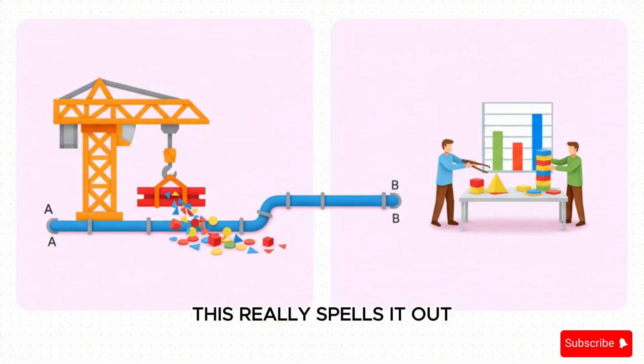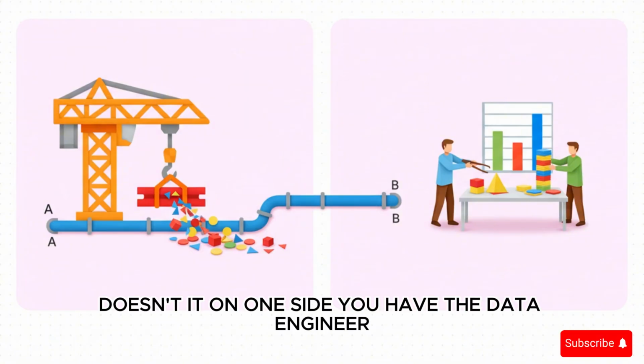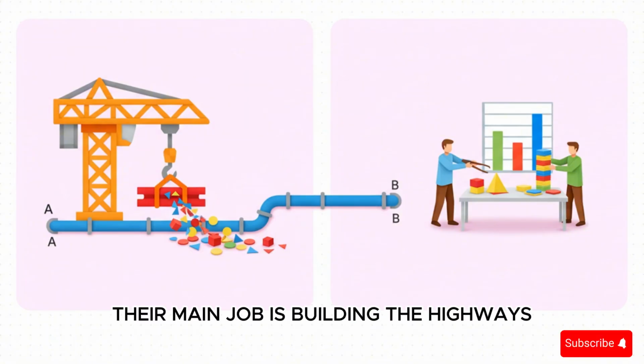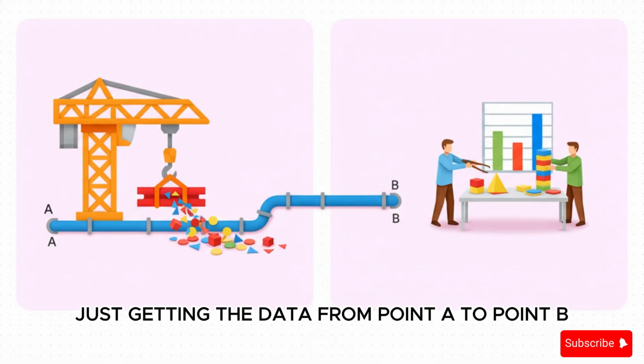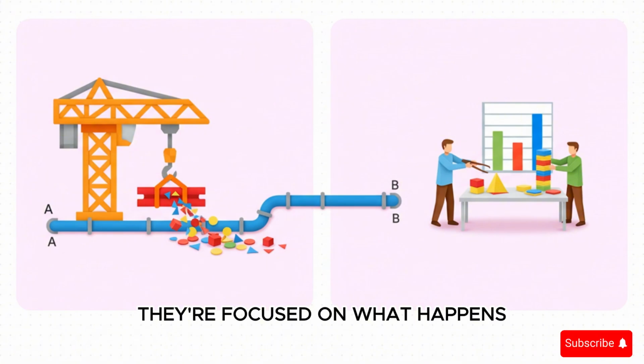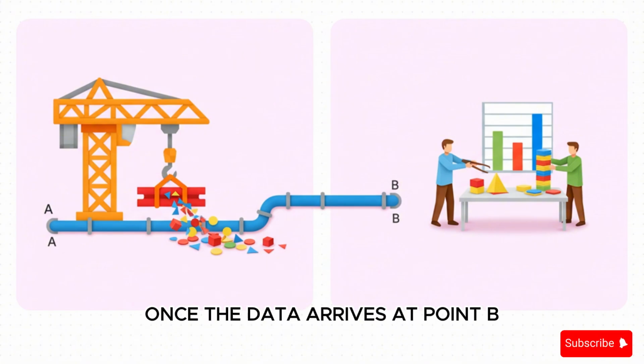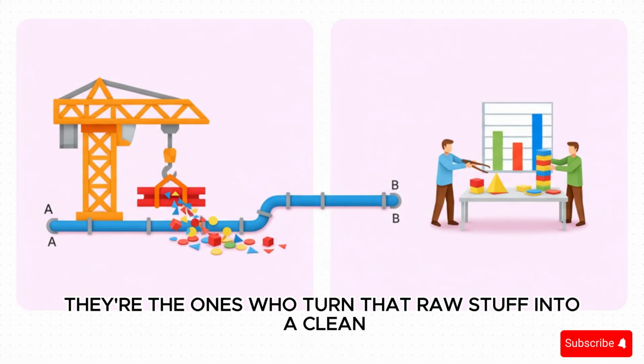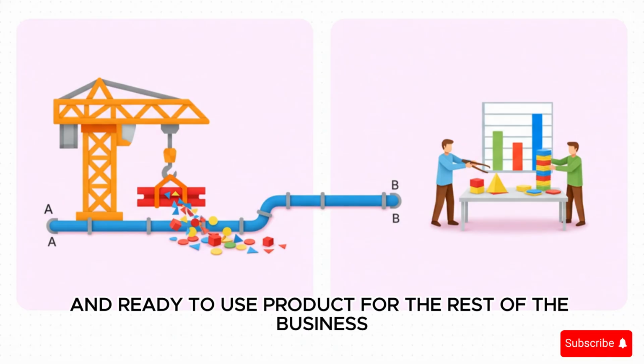This really spells it out, doesn't it? On one side, you have the data engineer. Their main job is building the highways, just getting the data from point A to point B. But the analytics engineer, they're focused on what happens once the data arrives at point B. They're the ones who turn that raw stuff into a clean, organized, and ready-to-use product for the rest of the business.